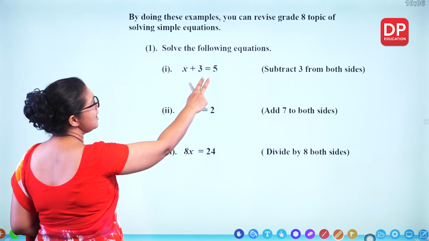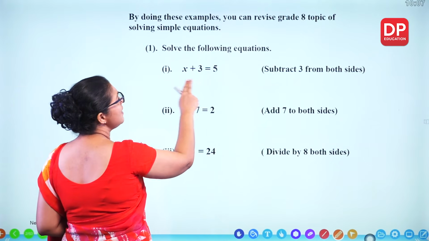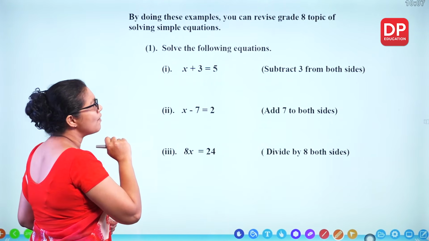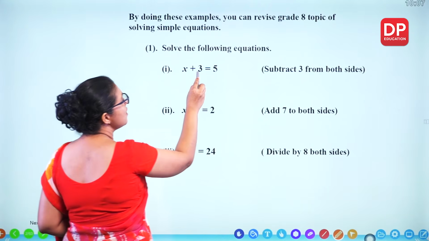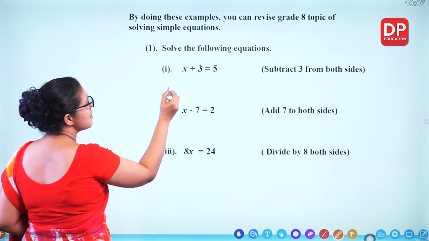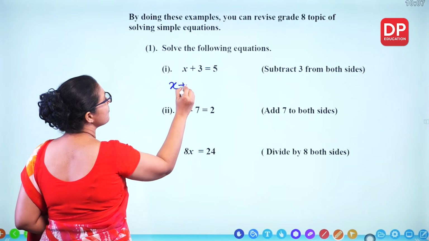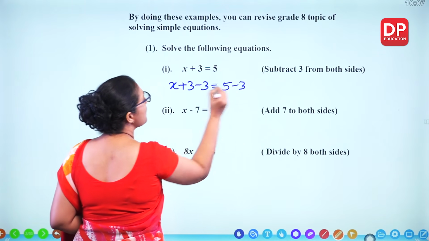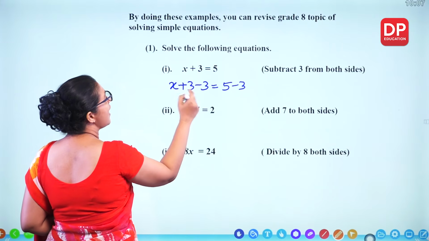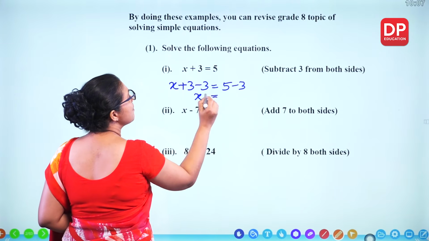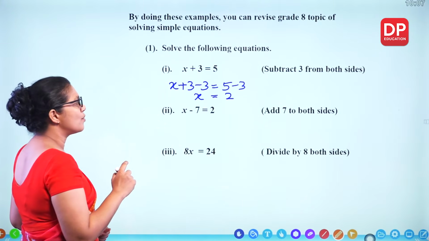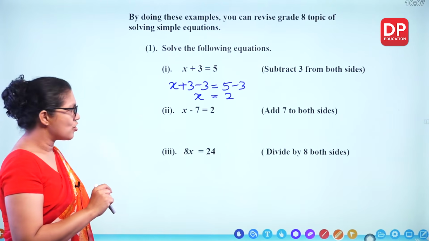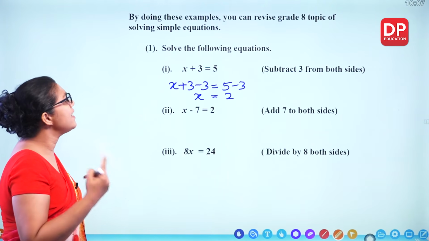x plus 3 equals 5. So, this is an equation. How can we solve this? First thing, you have to get rid of this plus 3. Subtract 3 from both sides. Then, you get x here. 5 minus 3 is 2. This is also an equation, a simple equation.